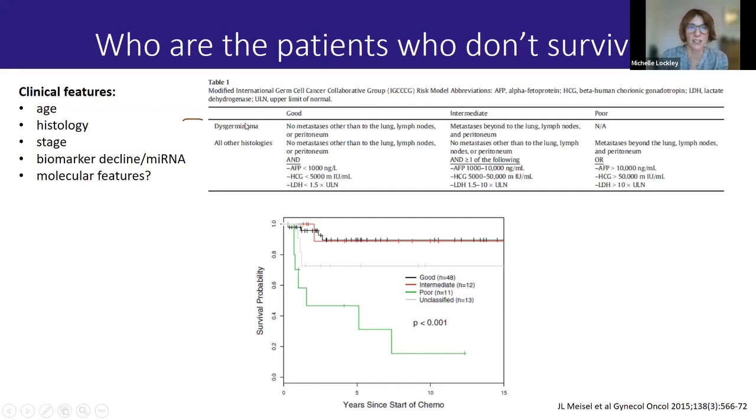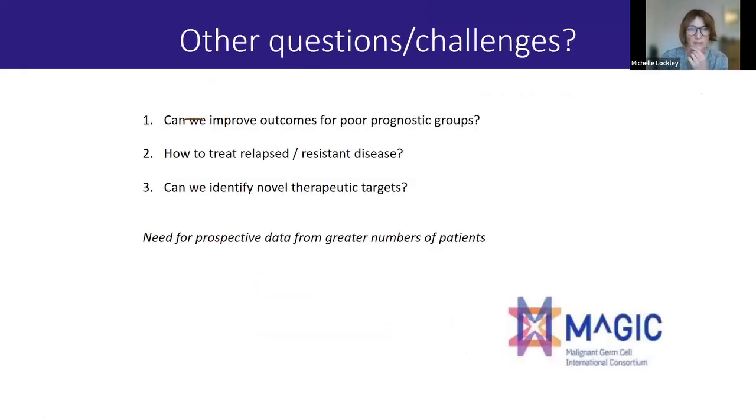So the dysgerminoma patients are always good. If you have lots of metastases, then you'll do badly. If you have very high tumour markers, you'll do badly. So I'm not sure how much that helps us. This group have another update of this paper and a validation set, which they're trying to publish at the moment. So there'll be an update on this quite soon.